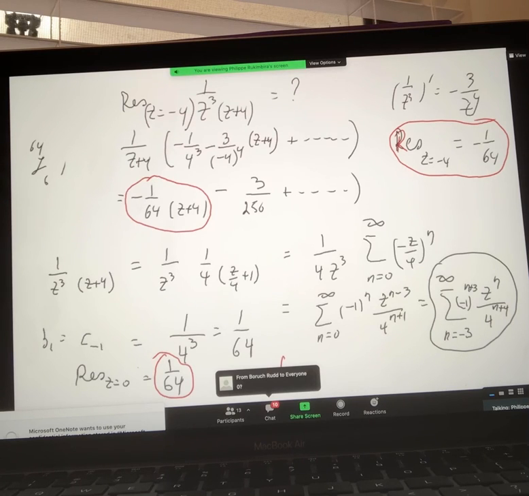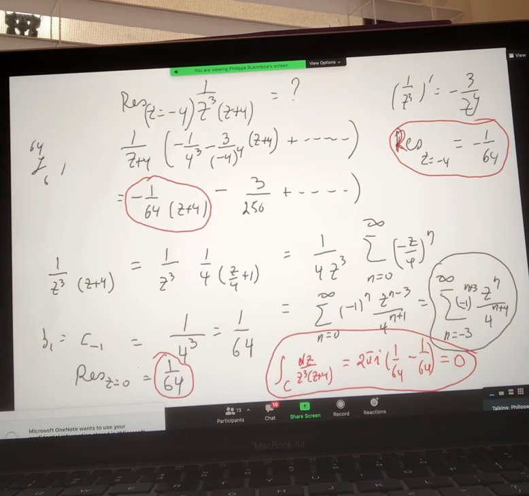So the integral of dz over z cubed times z plus 4, where c is the circle centered at minus 2 with radius 3, is 2 pi i times the residues. The first one was 1 over 64, and the other one is minus 1 over 64. That's going to be 0.